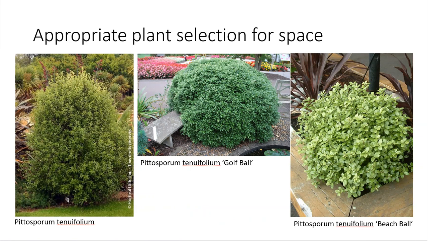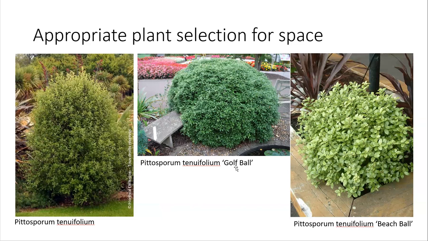Now, there's several cultivated varieties of Pittosporum tenuifolium. Here's 2 examples. Pittosporum tenuifolium golf ball grows to about, if you look it up, many resources say that it grows to about 3 feet by 3 feet, okay, which is great. And you see that here. It's actually larger. This looks more like it's about 4 feet by 4 feet. Now, this one next to it, the Pittosporum tenuifolium beach ball, grows to about 2 feet by 2 feet.